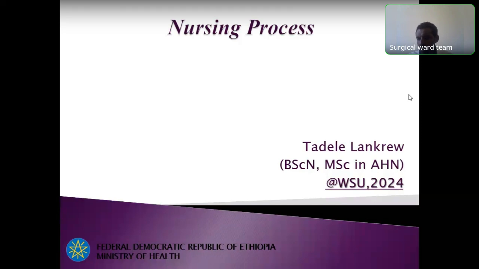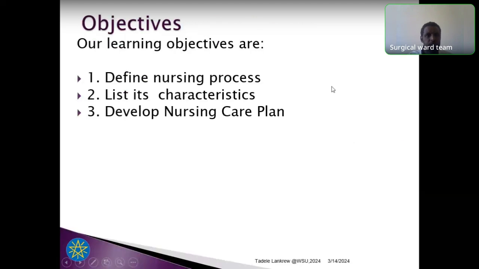Today we will discuss the nursing process. This is our learning objective. The first learning objective is defining the nursing process, the second is listing its characteristics, and the third is developing a nursing care plan based on the nursing process.